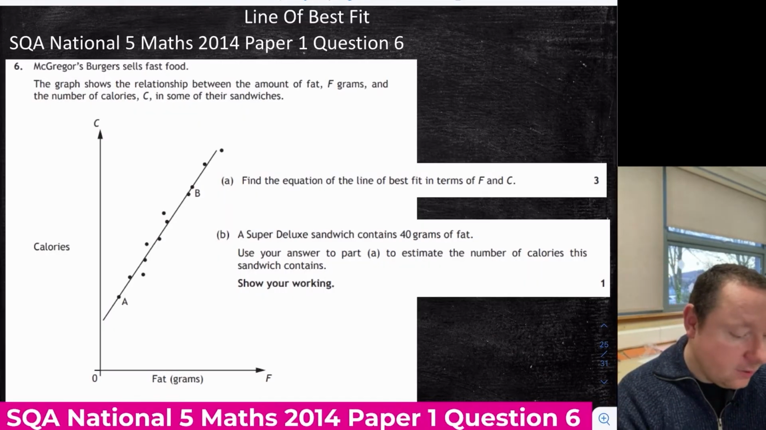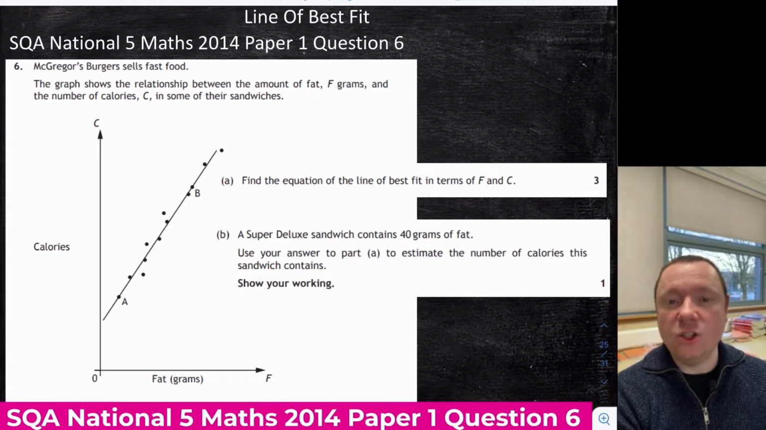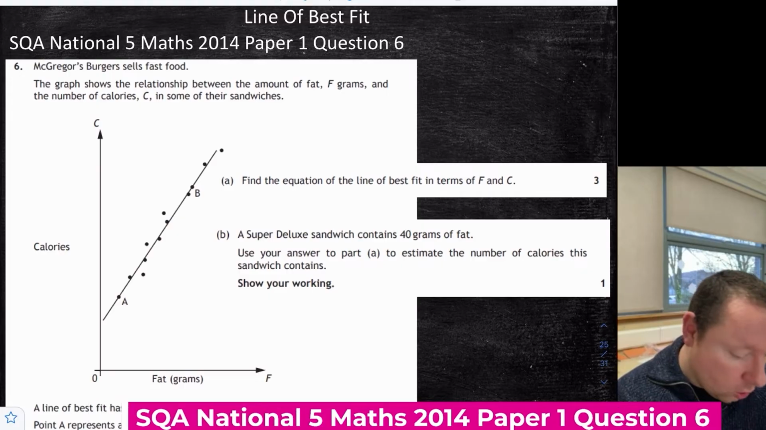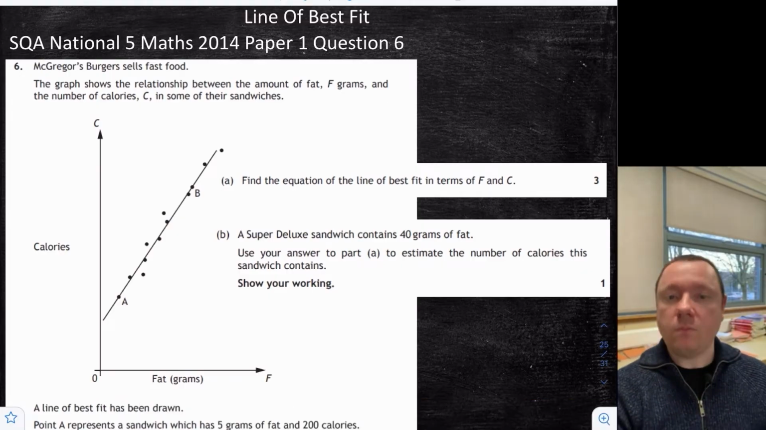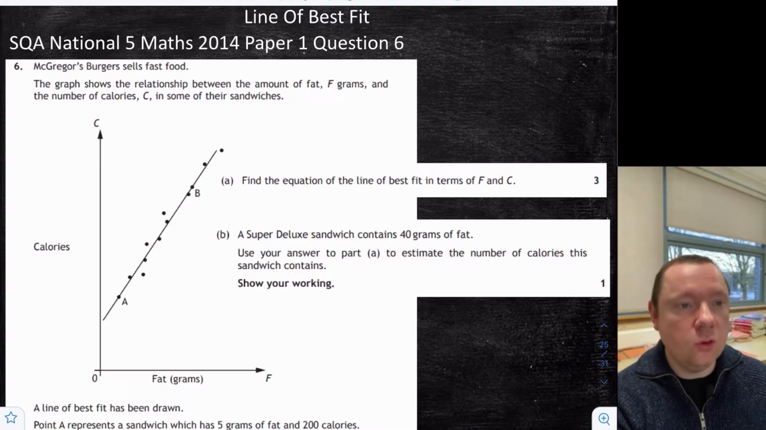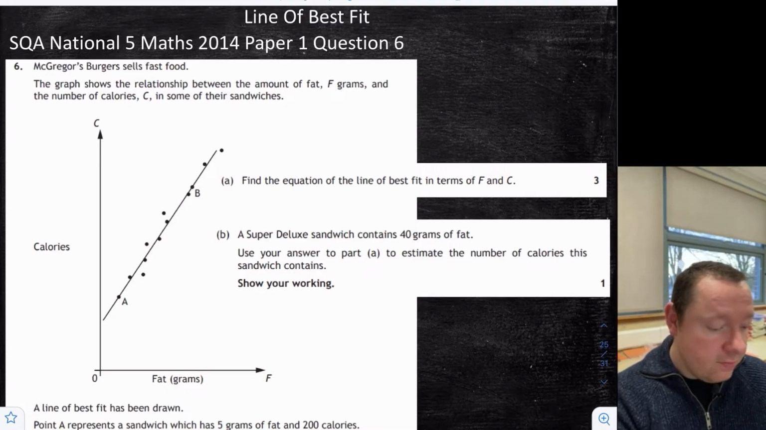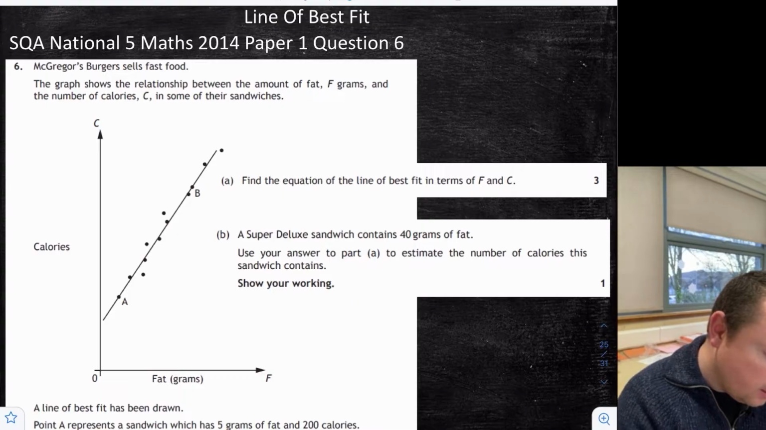Moving on to line of best fit. This is basically a straight line question, but it comes in the stats topic because it uses real world data. So it is all just straight line with a little extra bit on. Let's look at one of the questions. 2014 National 5 Maths, paper 1, question 6 had this one.